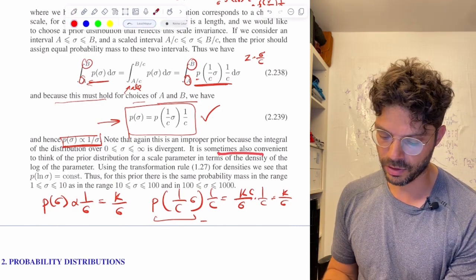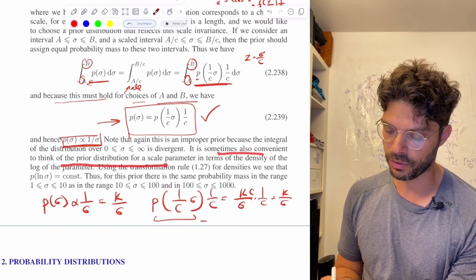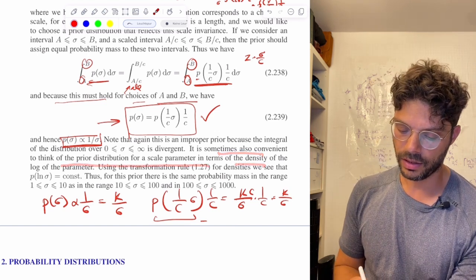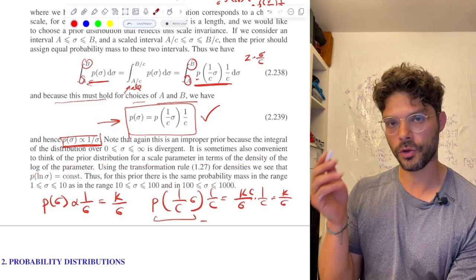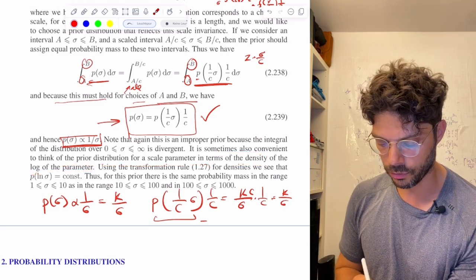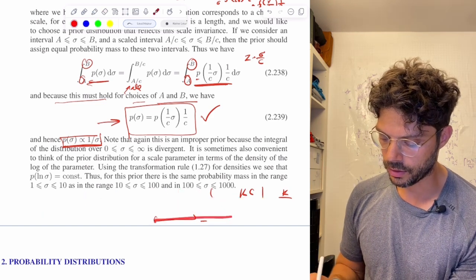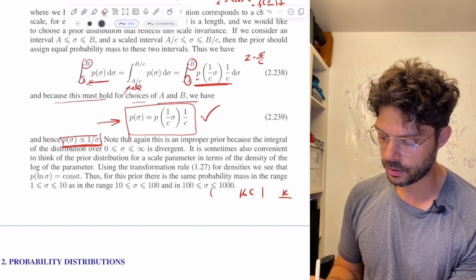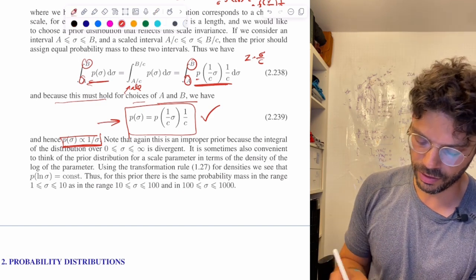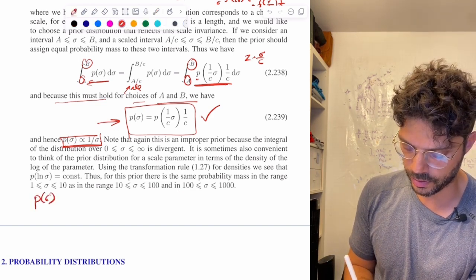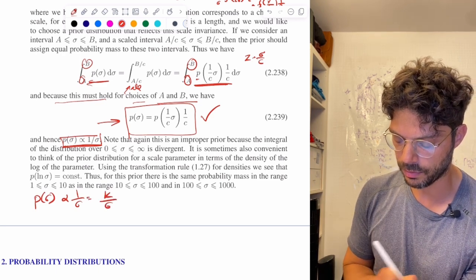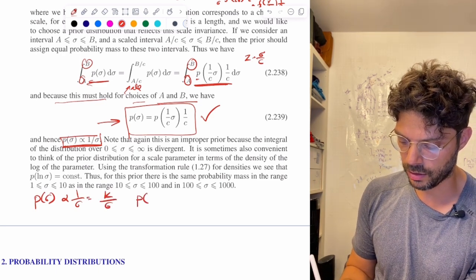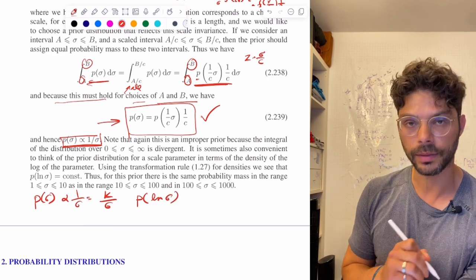It is also sometimes convenient to think of the prior distribution for a scale parameter in terms of the density of the log of the parameter. Okay, so we're gonna get another chance to try out our transformation rules. So let's erase all of this. So notice that what we have here is P of sigma proportional to 1 over sigma, so we're going to call it K over sigma. Now the question is, what is P of ln sigma?